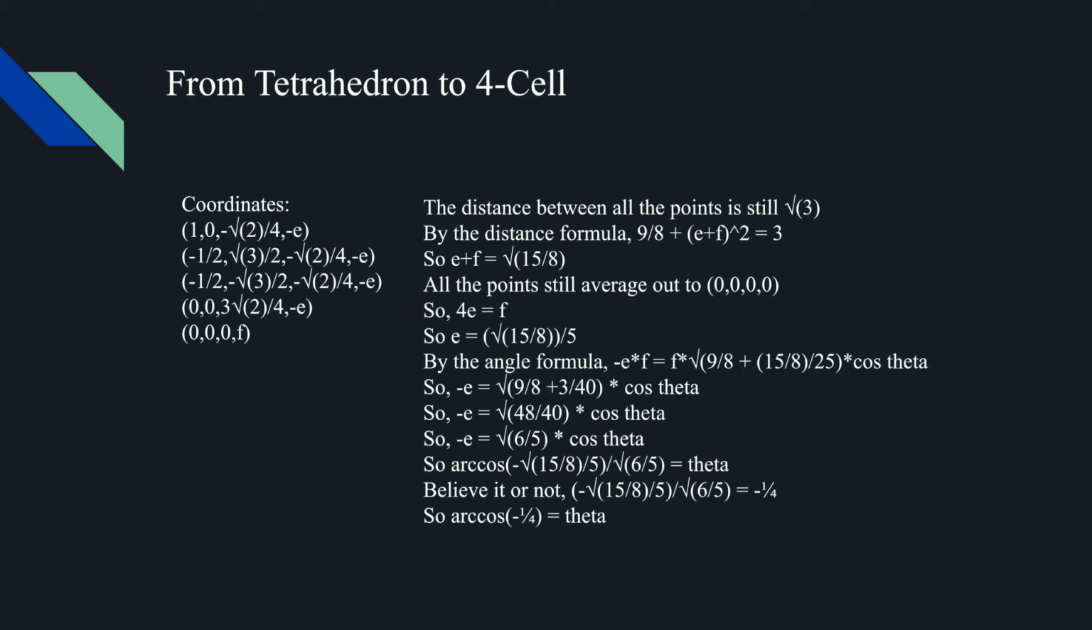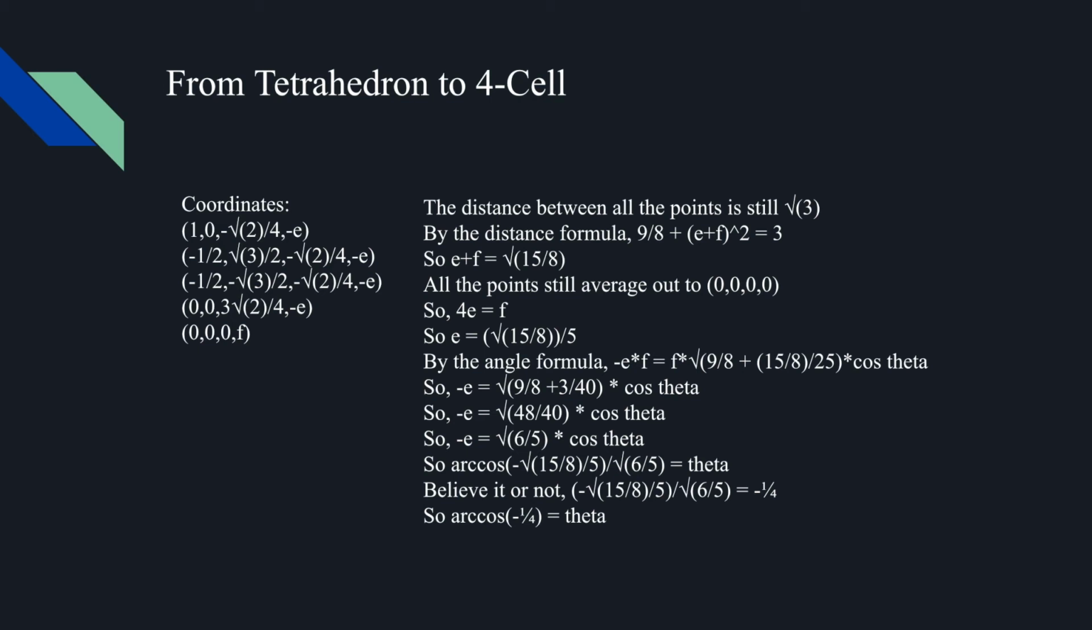You take these coordinates on the left, I just added a new variable, and then the distance between all the points is still root 3. And then by the distance formula, you get this, 9 over 8 plus (e plus f) squared equals 3, and that simplifies to e plus f equals root 15 over 8. And then all the points still average out to 0, 0, 0, so 4e equals f, and e equals the square root of 15 divided by 8 divided by 5.